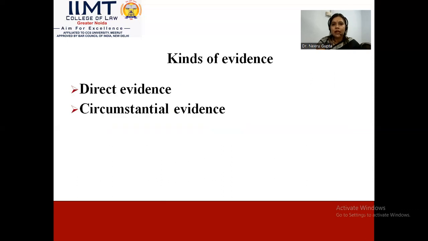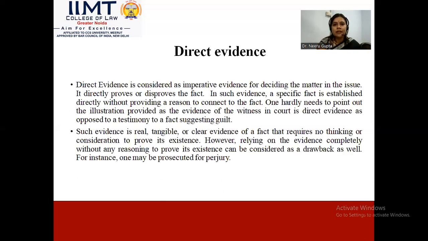Kinds of evidence: direct evidence and circumstantial evidence. Direct evidence is considered imperative evidence for deciding the matter in issue. It directly proves or disproves the fact. In such evidence, a specific fact is established directly without providing a reason to connect it to the fact. The evidence of the witness in court is direct evidence, as opposed to a testimony to a fact suggesting guilt.